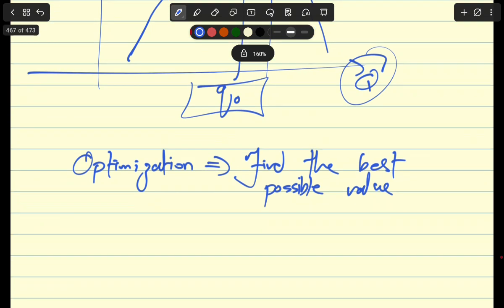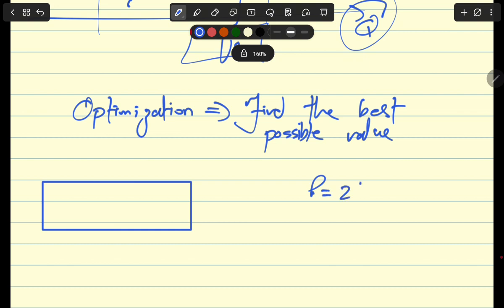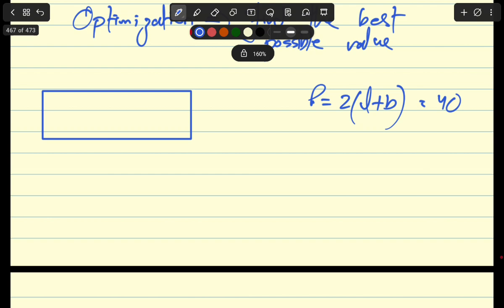Now, let's say that a rectangle has perimeter 40 centimeter, right? So, for some length and for some breadth, the total perimeter, 2 times L plus B, is 40. Okay. Now, find the maximum possible area, right? So, how do we find the maximum possible area? We know that area is equal to length into breadth, right?